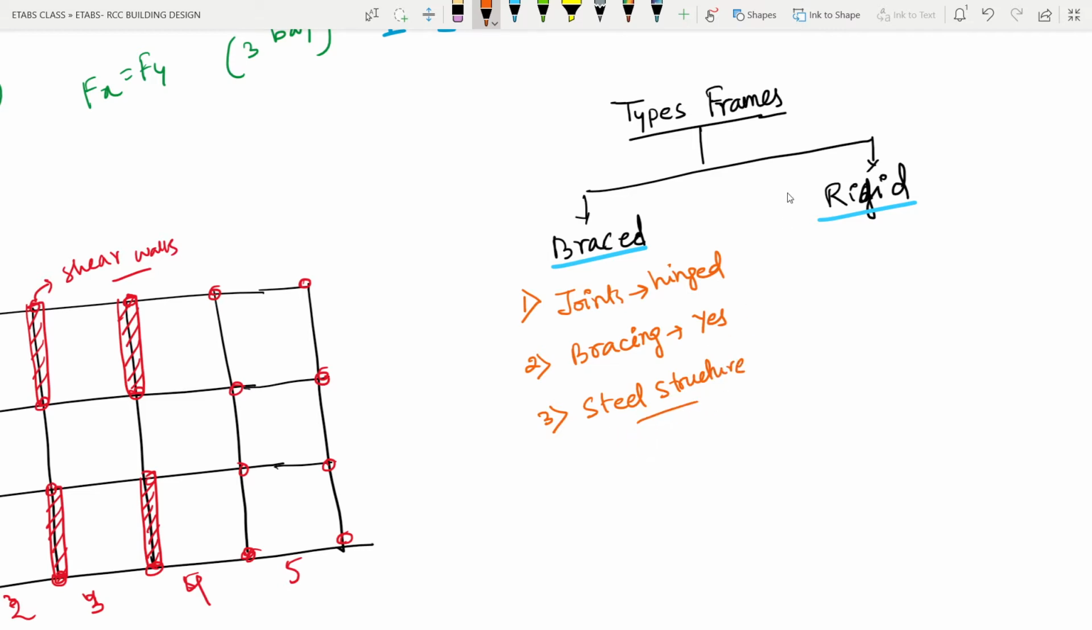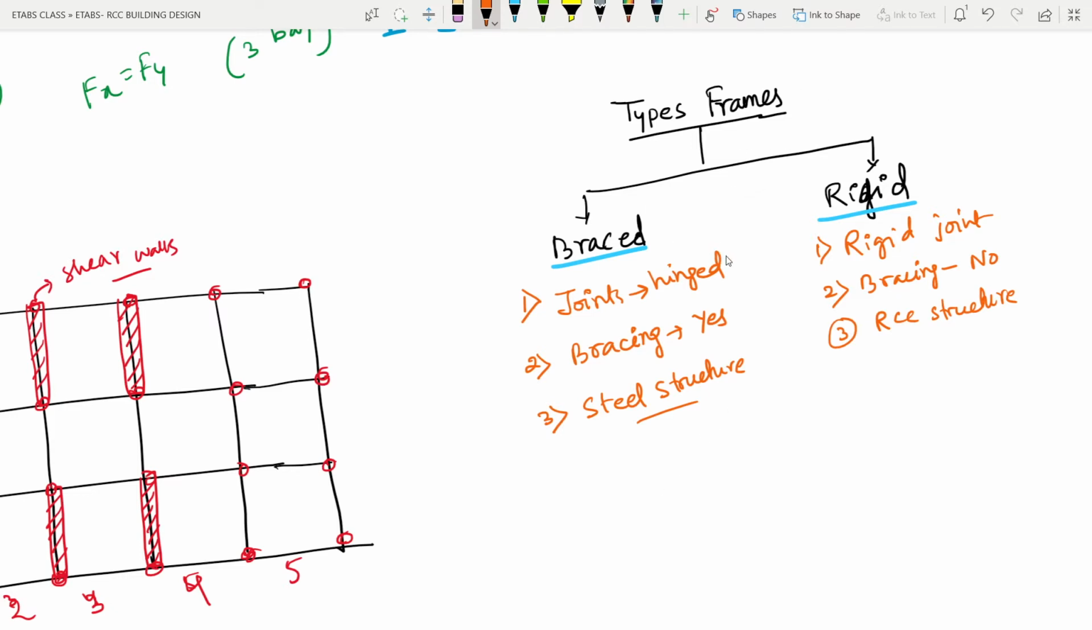Okay, and in the rigid type of frame, the joints between the members are rigid. So we see rigid joints between the members, and there will be no bracing. As the joints are rigid, there will be no bracing, and this kind of rigid frame we see mostly in RCC structures. Now, what is actually a frame?